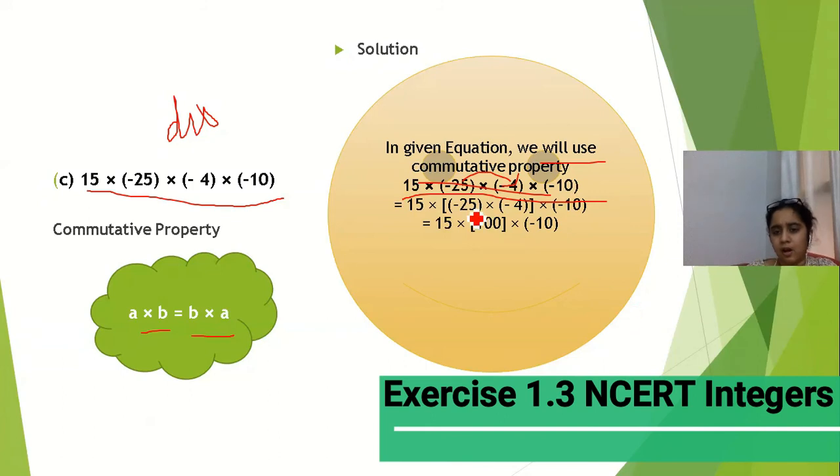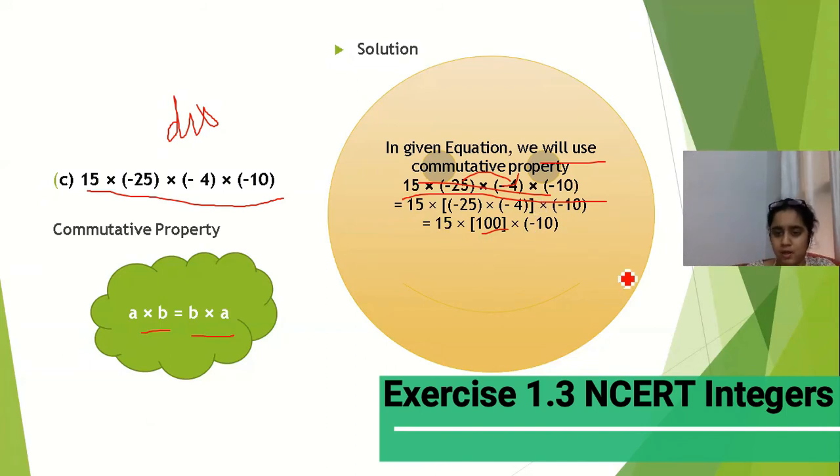So if I multiply 25 by 4, I will get the answer 100, and the sign of the 100 is positive because 25 is negative and 4 is also negative, and if two numbers are negative, the sign of the answer is positive. So my answer is plus 100.